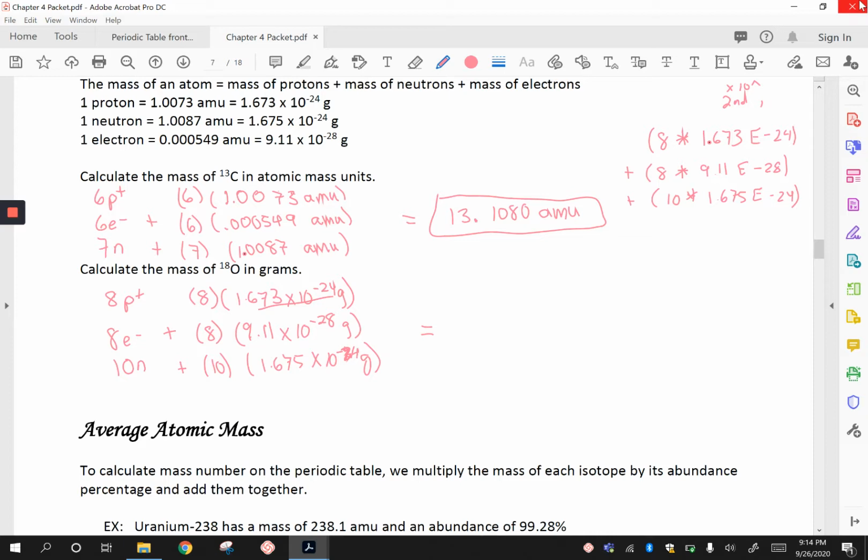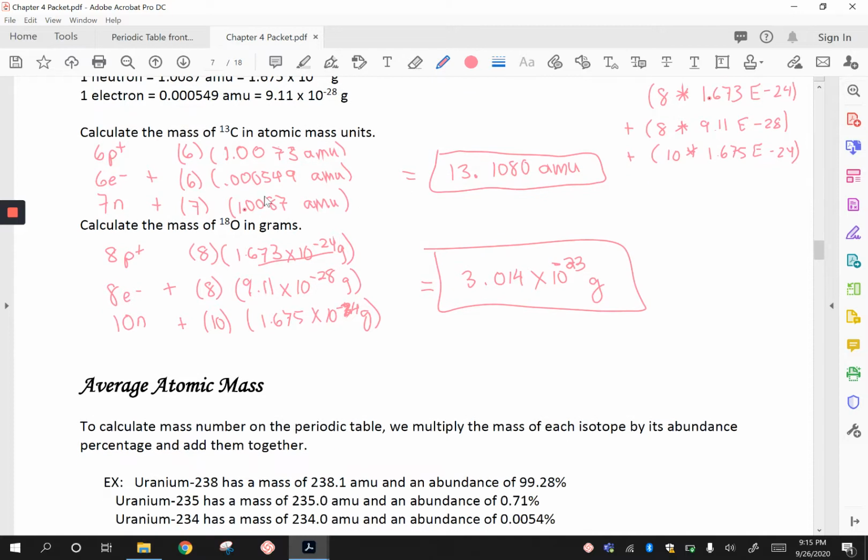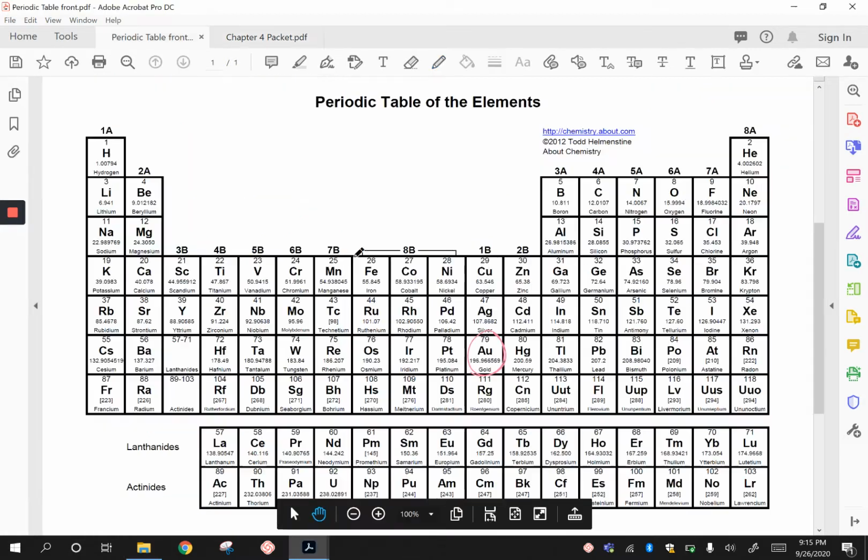So when you add them all together, I got 3.014 times 10 to the negative 23rd. Oops, that's a 23. Grams. So that's my answer here. So what we just did was calculate the atomic mass of one atom. And if you notice, we looked at just one isotope. So if you look at carbon or oxygen, let's look back at the periodic table here and look at oxygen.